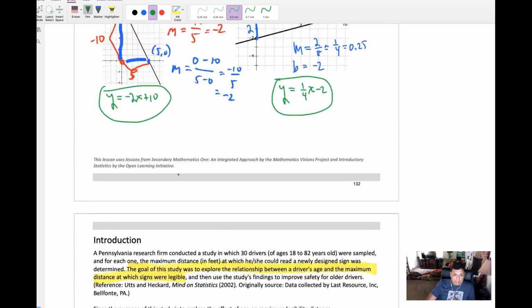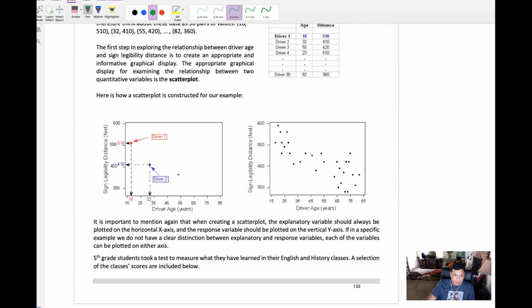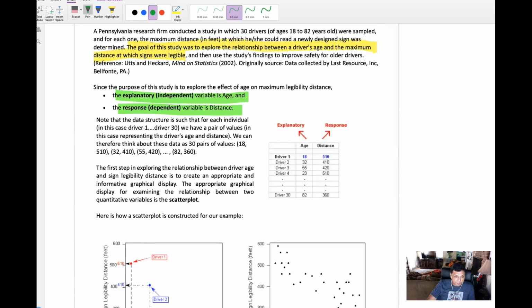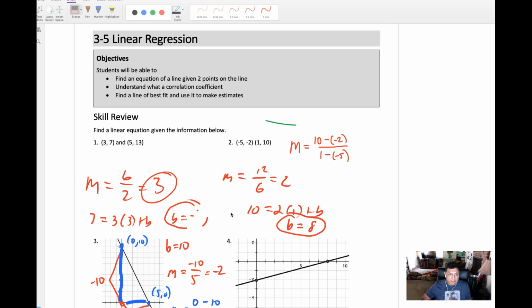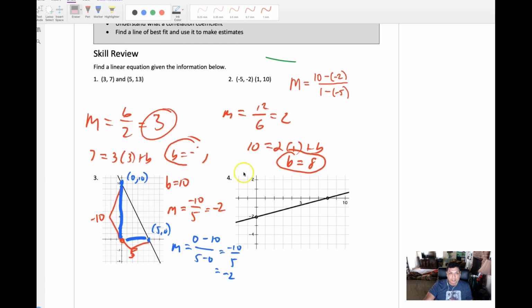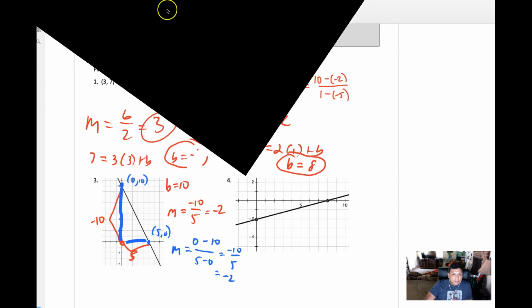So that'll be our introduction, and then we'll go ahead and start on the next part in the next video. Look at lesson 3.5, linear regression. It's related to linear equations and finding the equation of a line, as you can see on these warm-up problems or skill review setup. So the problems are completed already. Let me finish that here.